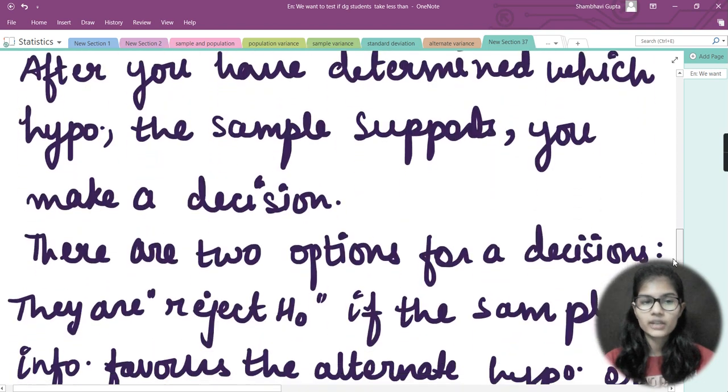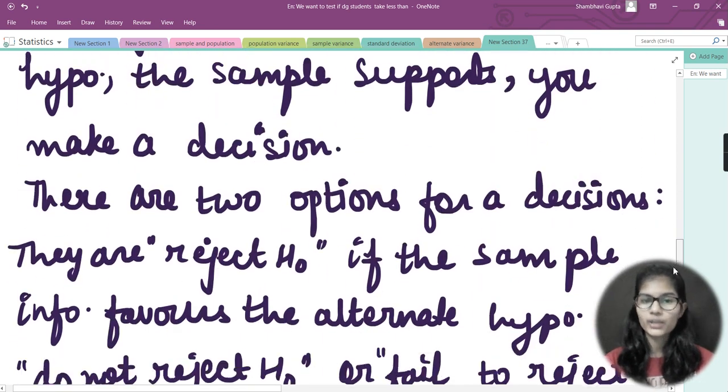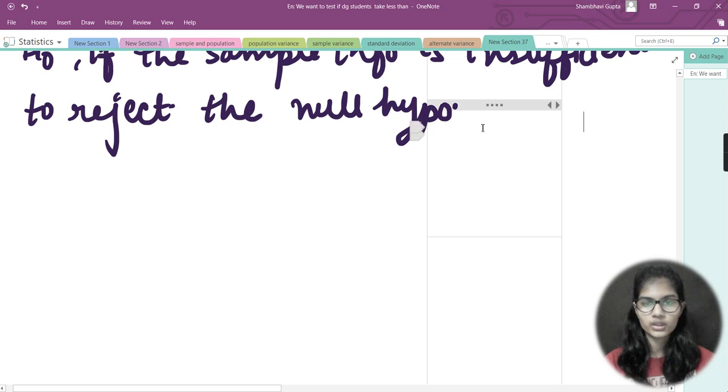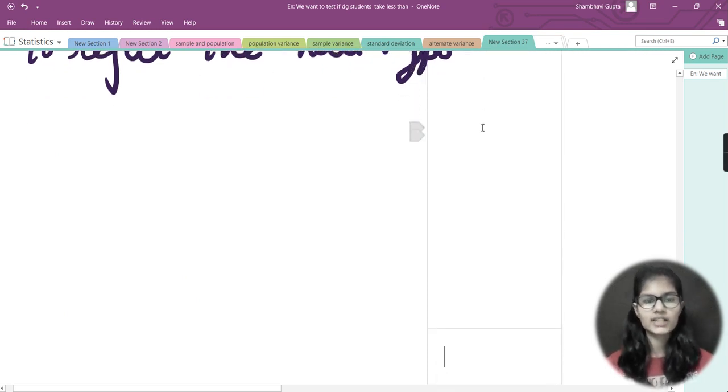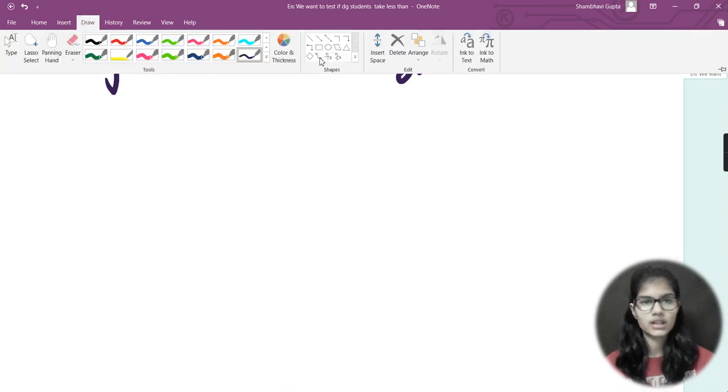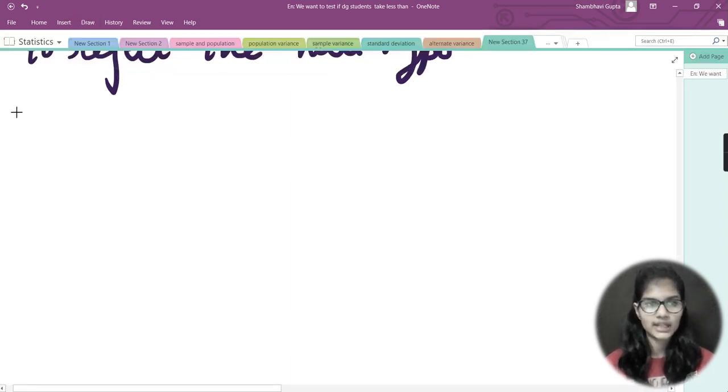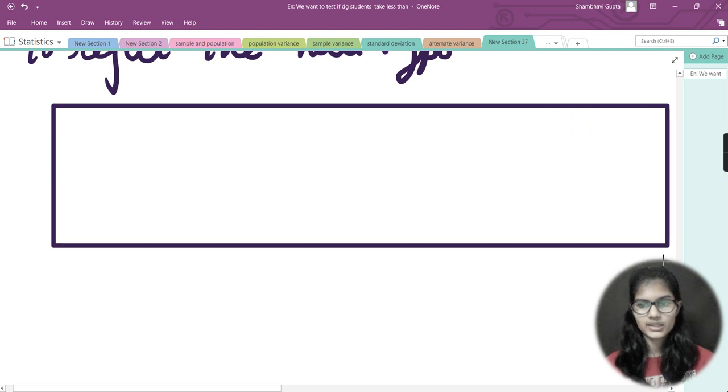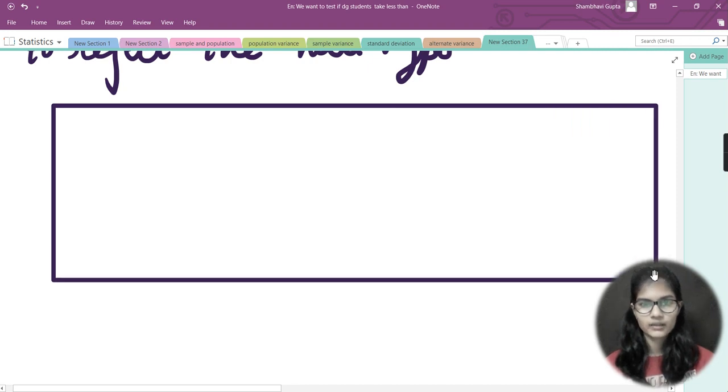So after you have determined which hypothesis the sample supports, you make a decision. So these were the two options for the decision, right? After that, I have one table also for this hypothesis testing. Let me make that as well. So it is like this here.